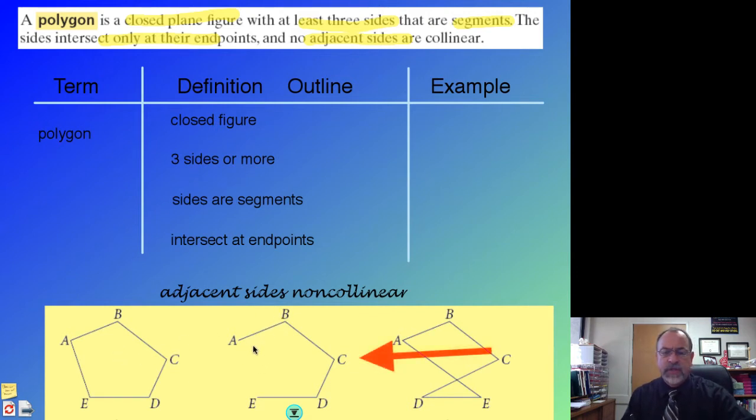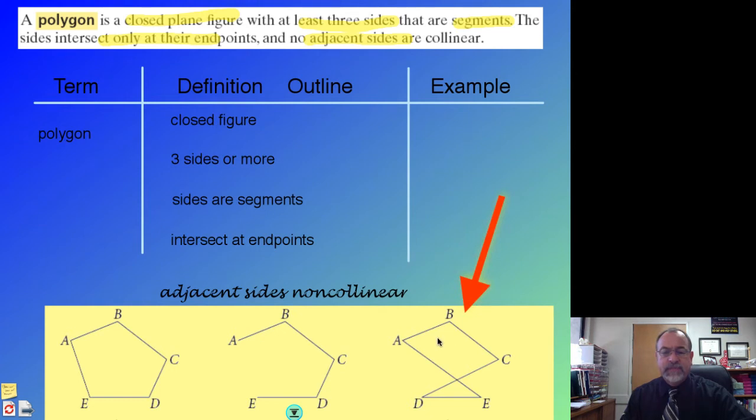What about this? Is this a polygon? Is it a closed figure? Well, no, this is open. You could walk right inside here. Because it's not a closed figure, I don't have to go any further. It's not a polygon because this requirement of the definition does not fit for this diagram.